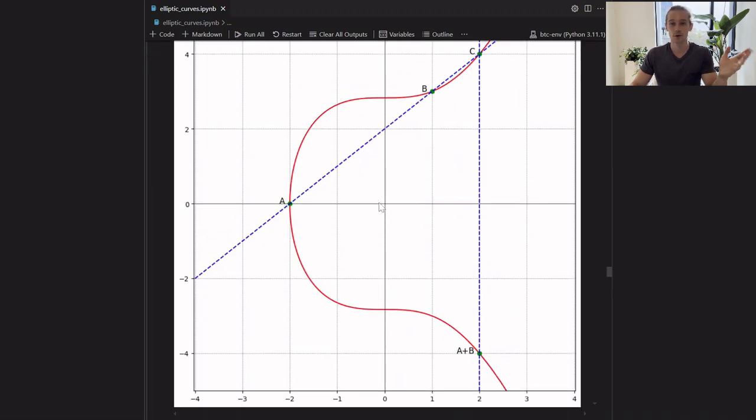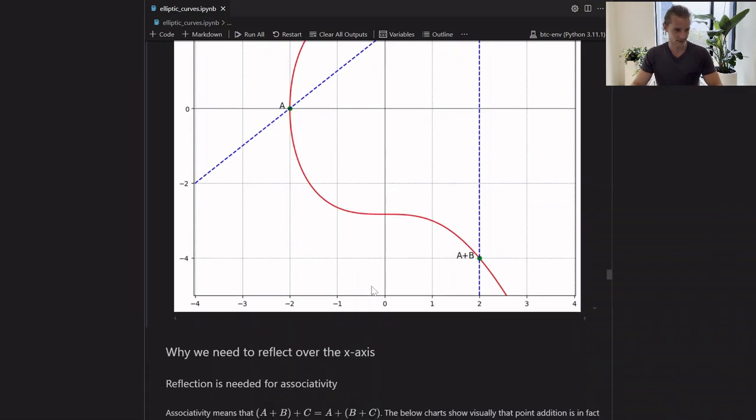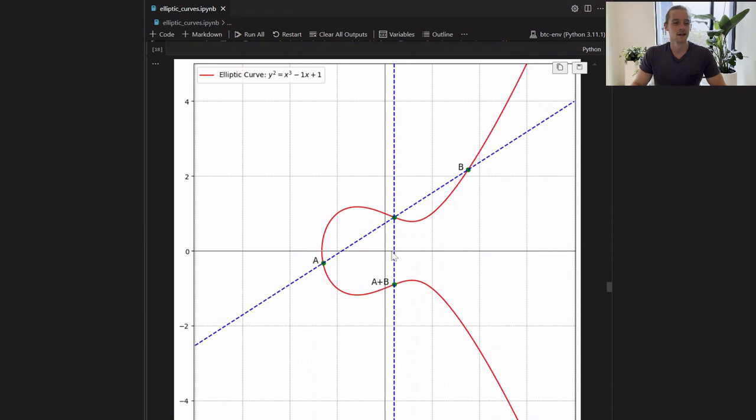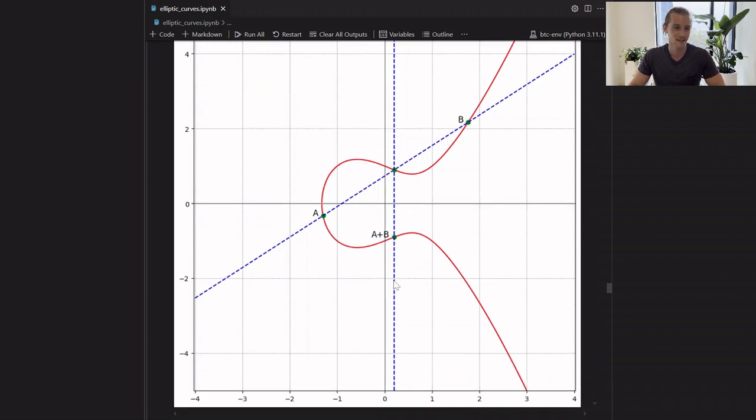Now let's actually choose 3 points A, B and C and do these two operations, or I guess 2 operations on one side and 2 operations on the other side, and see that they actually end up at the same point, but only because we do the reflection over the x-axis. So if we have a different elliptic curve and the following points A and B, if we do A plus B, once again we find the straight line that goes through A and B, find the point where it intersects for a third time and reflect over the x-axis. A plus B is down here.